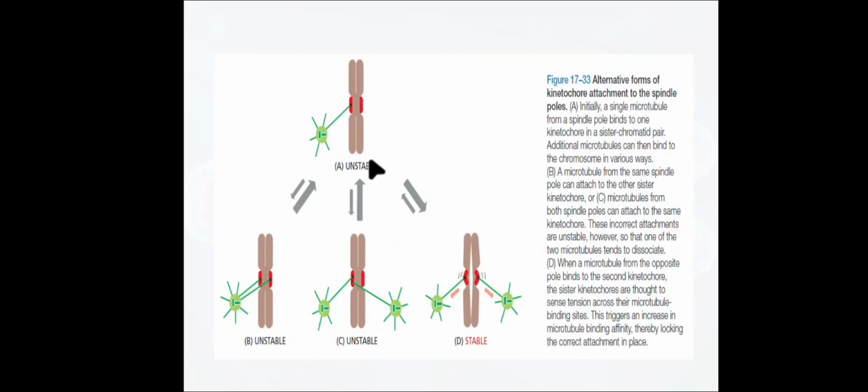So this was already discussed: the alternative forms of kinetochore attachment, which are unstable and which are stable, under the error correction mechanism mediated by the kinetochore. That is, the error attachments, and amphitelic, which is the correct attachment, monotelic and syntelic. This is unstable, this is unstable, this is stable, that is amphitelic, where sister kinetochores are anchored to the microtubules from the opposite poles.